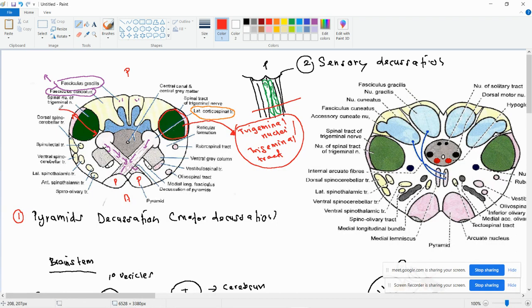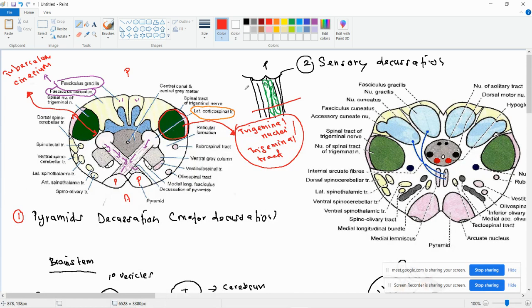All this structure, as I mentioned earlier in your class, we call the tuberculum cinereum. Again, what is tuberculum cinereum? It refers to two structures. Number one, the trigeminal nuclei. Number two, the trigeminal tract, or more specifically the spinal tract of the trigeminal nerve. By the way, this tuberculum cinereum is related to the trigeminal nerve.